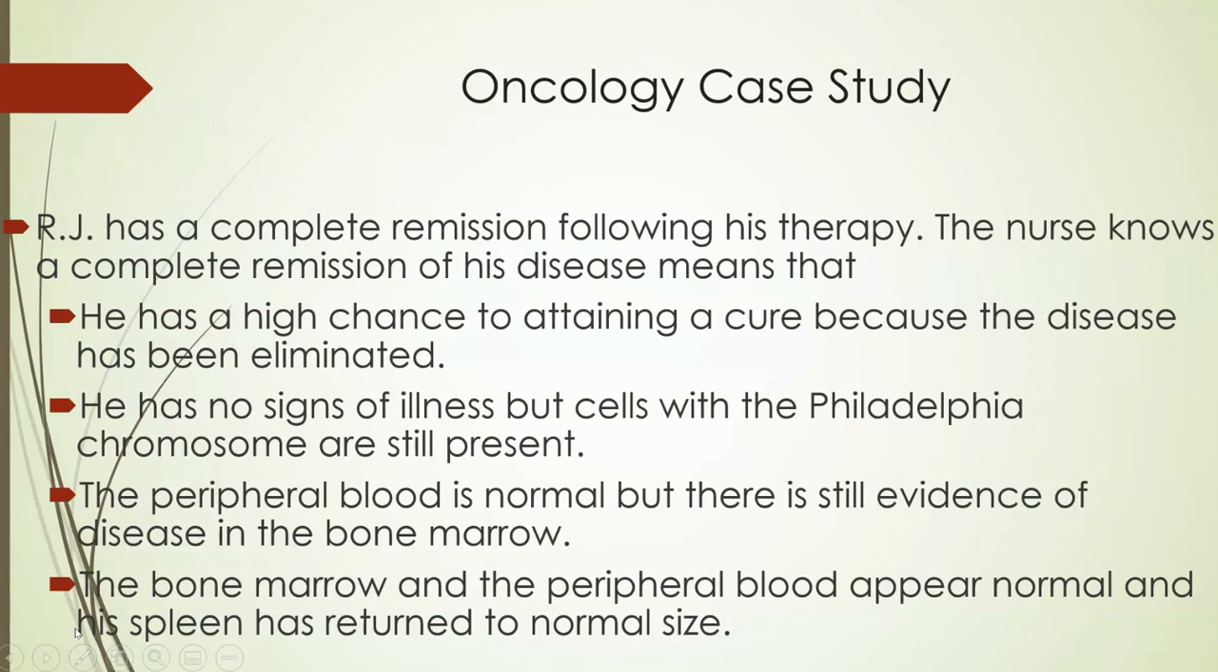So he has a complete remission following his therapy. So we want to talk about what that means. A, he has a high chance of attaining a cure because the disease has been eliminated. B, he has no signs of illness, but cells with the Philadelphia chromosome are present. C, the peripheral blood is normal, but there's still evidence of disease in the bone marrow. Or D, the bone marrow and the peripheral blood appear normal and his spleen has returned to normal size.